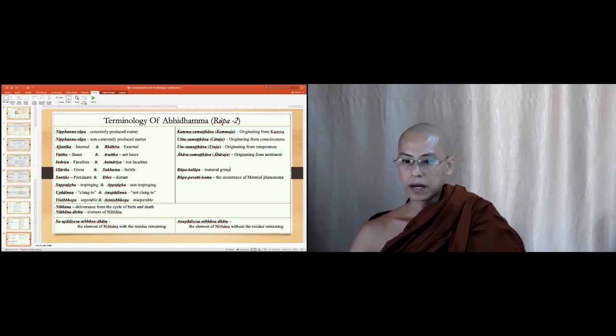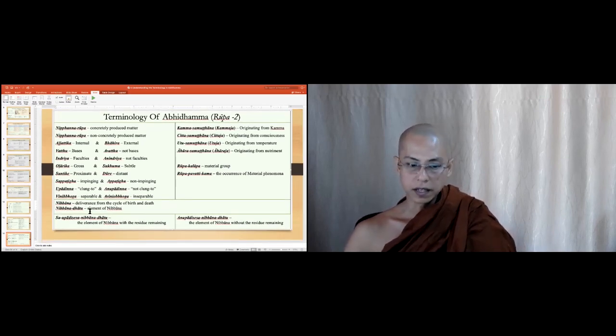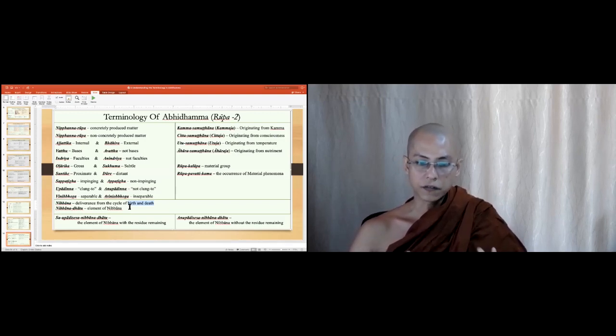Then Rupa Kalapa is group. That's why Rupa Kalapa, group of materiality, material group. Then Rupa Pavattikkama, this is one of the sections in the Rupa chapter, the occurrence of material phenomena. Then the last one, the final term, is Nibbana. Nibbana is deliverance from the cycle of rebirth and death. Rebirth and death is called samsara, running around and suffering. Nibbana is one of the realities which is deliverance from the cycle of rebirth. It is really an exiting reality. That's why I call it the element, Nibbana Dhatu, element of Nibbana.